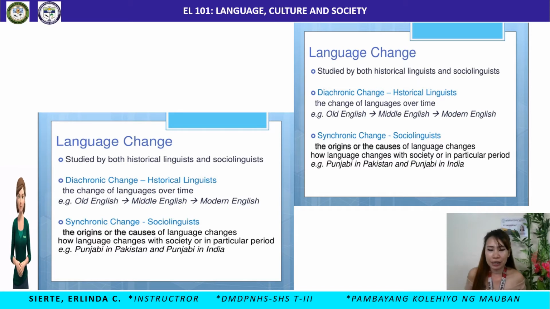Next is synchronic change or the social linguists. The origins or the causes of language changes, how language changes with society or in a particular period, like Punjabi in Pakistan and Punjabi in India.